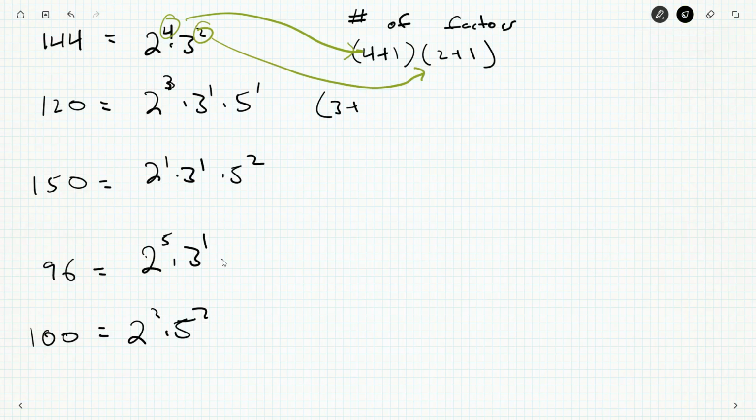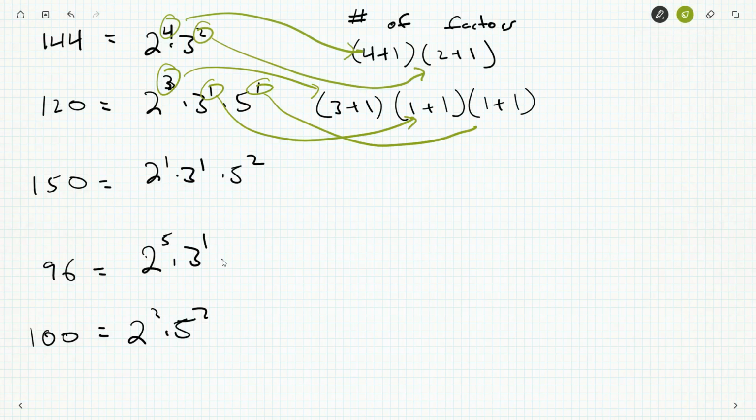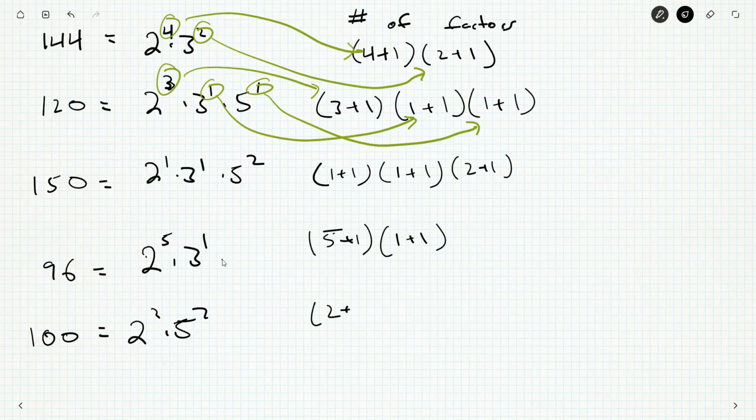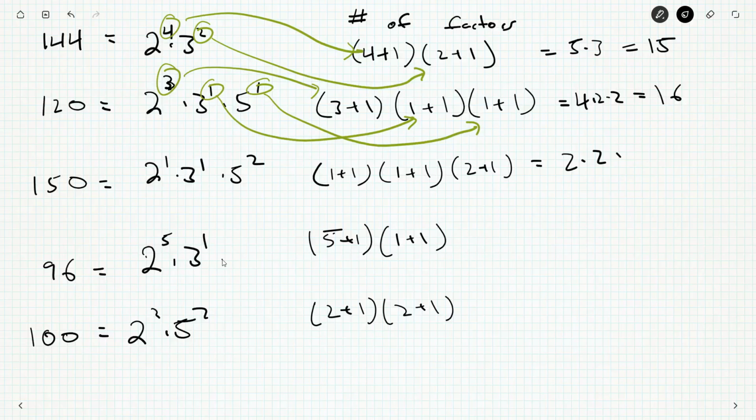All right, how about 120? You'll get 3 plus 1 times 1 plus 1 times 1 plus 1. And we'll draw green arrows again, explaining where these numbers come from. And now I think I'll knock it off with the green arrows. So 1 plus 1, 1 plus 1, and then 2 plus 1. 5 plus 1, 1 plus 1, and then finally 2 plus 1, 2 plus 1. So this is 5 times 3, or 15. This is 4 times 2 times 2, which is 16. Whoa! I did not expect 120 to take this, but it did. 2 times 2 times 3, 12. 6 times 2, also 12. And 3 times 3, 9 factors for 100.